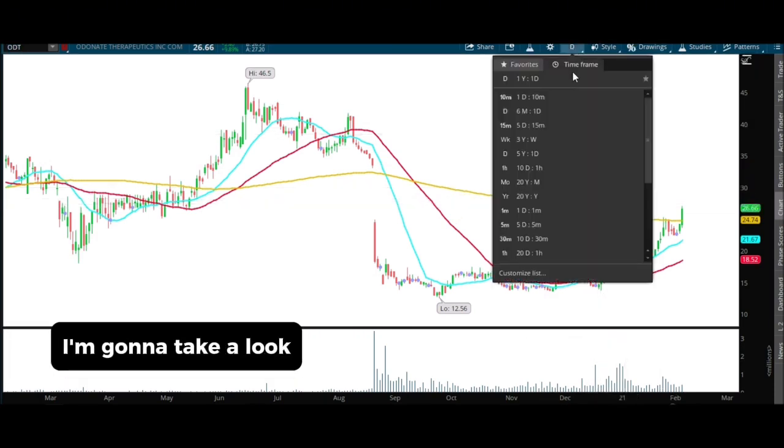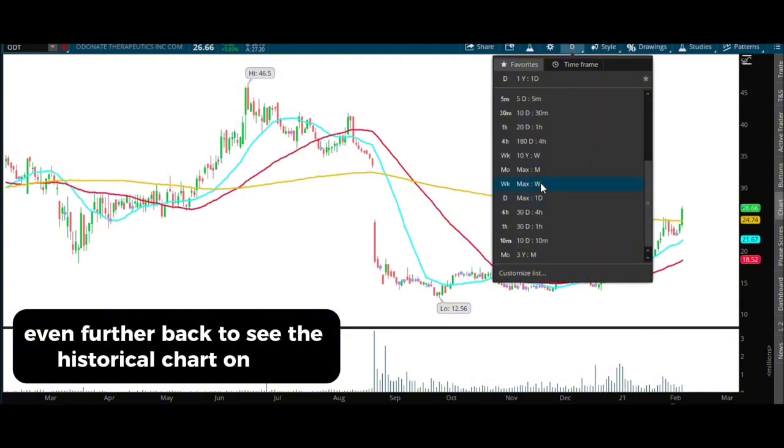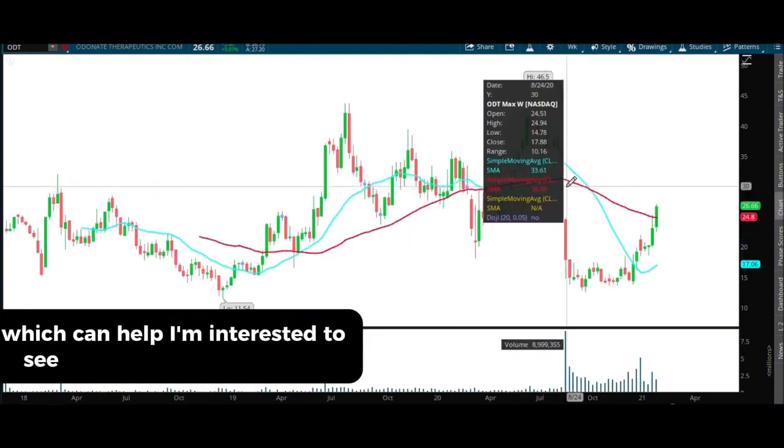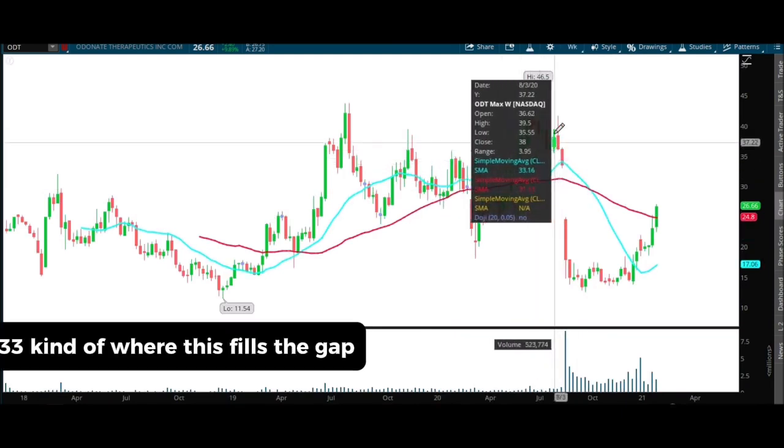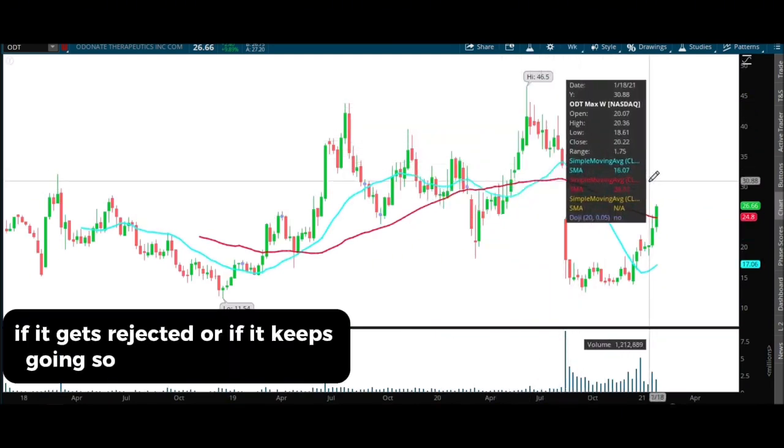I'm going to take a look even further back to see the historical chart on this, which can help. I'm interested to see what happens around 32, 33, kind of where this fills the gap, if it gets rejected or if it keeps going. So we'll keep an eye on this.